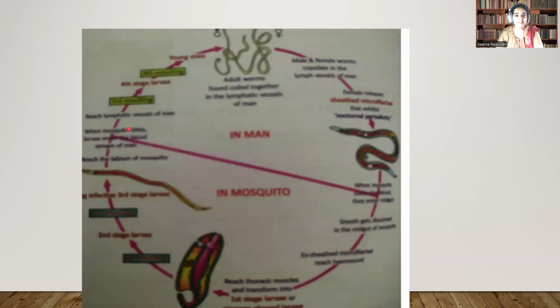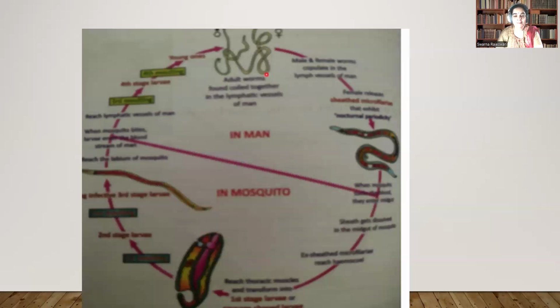So in the lymphatic vessels of the man, it undergoes a third molting and develops into the fourth stage larva, and it undergoes the fourth molting and develops into the young one. So the young ones are present in the lymphatic vessels of the man. Here you can see it is completing half of the life cycle in the man and half of the life cycle in the mosquito. Okay, so it is a digenetic parasite. So this is about the life cycle of Wuchereria bancrofti.